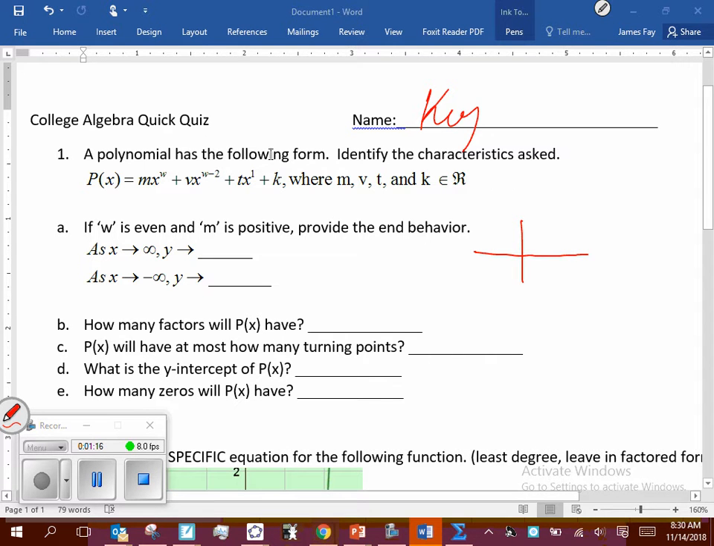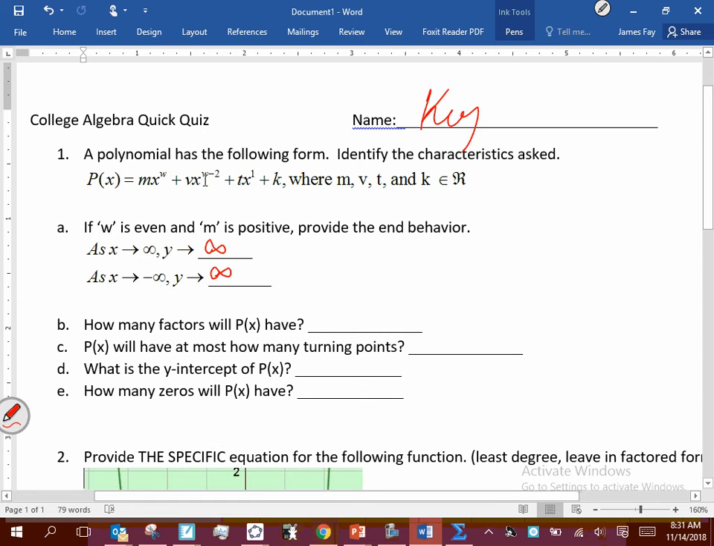and your leading term is positive, isn't your end behavior going to be that? Okay? So as x goes to positive infinity, y does as well. As x goes to negative infinity, y goes to positive infinity. Okay? So how many factors will P of x have?